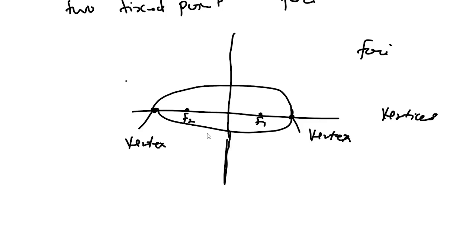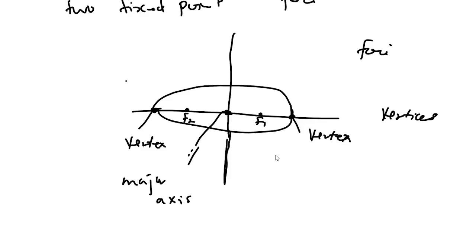Also, the line segment between the vertices is called the major axis. So this line from here to here is called the major axis. Then its midpoint is the center of the ellipse. Now this is the center, so the distance from this place to this place is the same as from this place to this place.